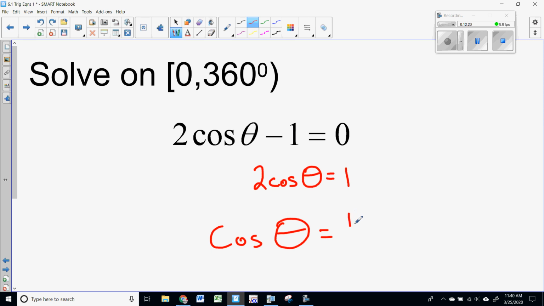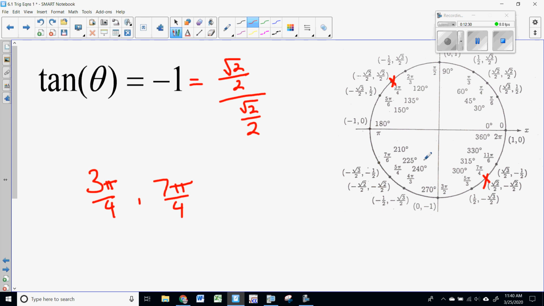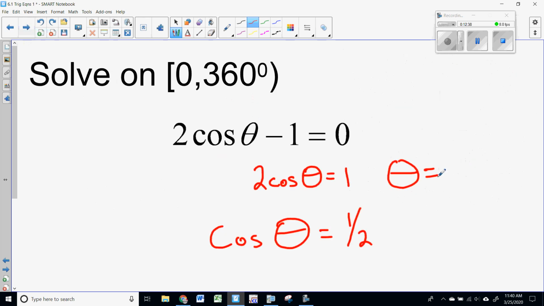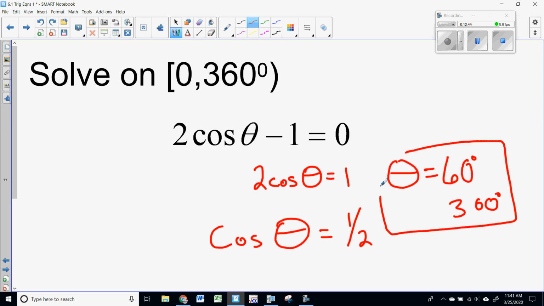Then I need to divide by 2, and I get cosine is 1/2. Now, I'm back to 0 to 360. So 0 to 360, cosine is 1/2, is the x-coordinate, is here or here. So I have 60 and 300 are my answers. So we're just getting these right off of looking at our unit circle.